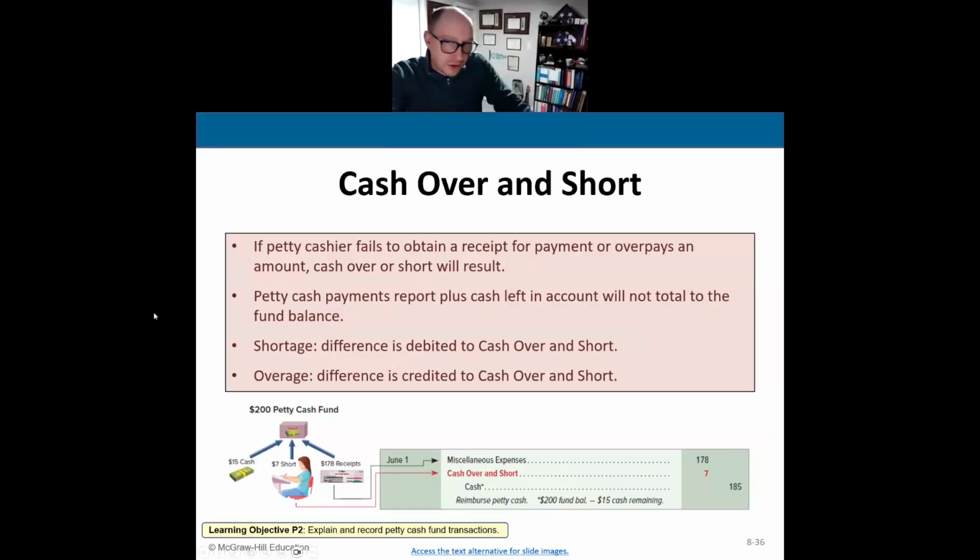With a petty cash fund, it should not be used for over or shorts. That should be done separately. In some cases, the business might do it that way, which is fine, but I strongly recommend against that. Yeah, this just gives you an idea of how it works.